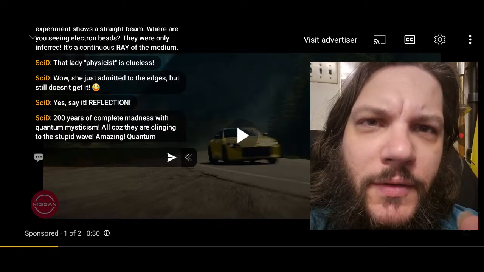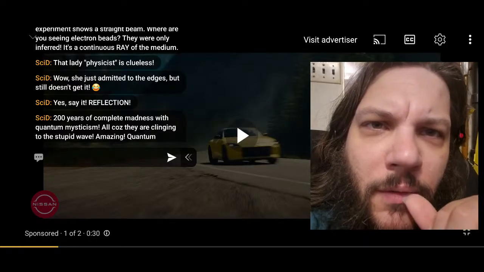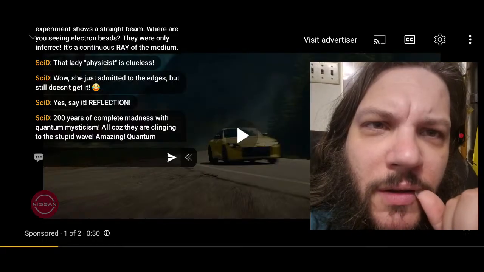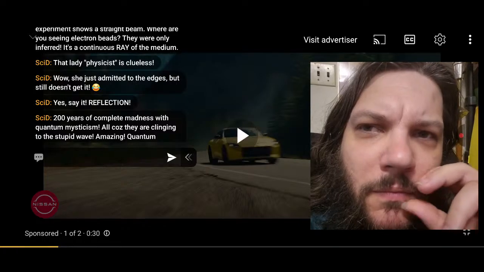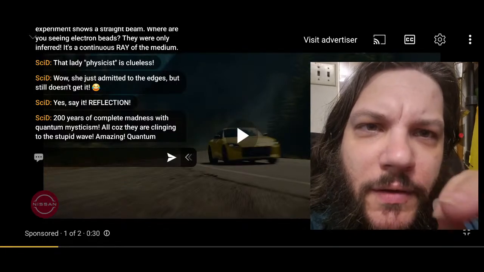The lady physicist is clueless. Wow, she just admitted it about the edge, but she doesn't get it. Yeah, I know. Yes, say it. Reflection. Uh-huh.